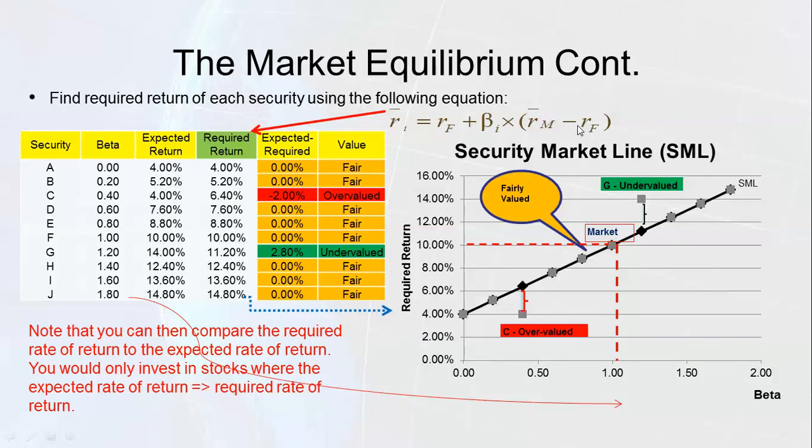Use the CAPM equation to find the required rate of return. If the expected rate of return is less than the required rate of return, then that means that security is overvalued. If the required rate of return and expected return are the same, then they are fairly priced securities. If the expected return is higher than the required rate of return, that is an undervalued security. Okay, so you use this SML equation. SML basically plots the relationship between beta and required rate of return.